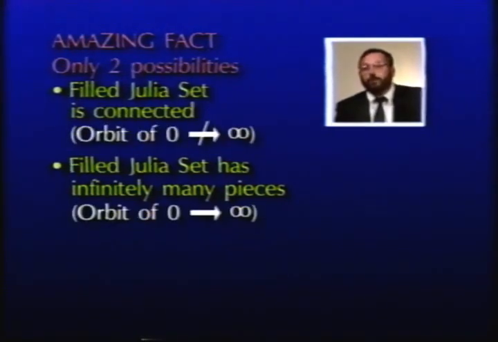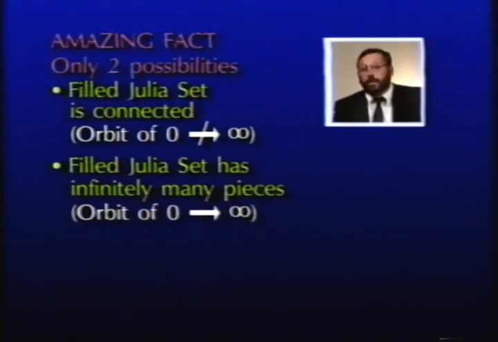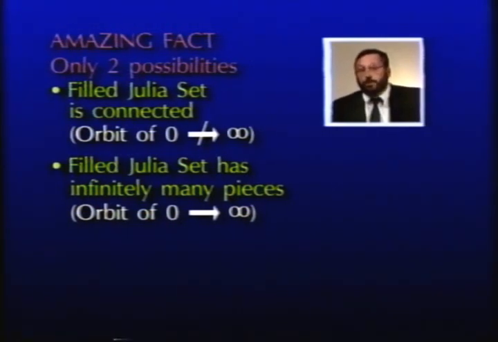Now, it's the orbit of 0 that determines which case we're in. If the orbit of 0 fails to escape to infinity, for example, is attracted to an attracting cycle, then the filled Julia set, the set of orbits that don't escape, must be connected, consisting of just one piece. On the other hand, if the orbit of 0 does escape to infinity, then the filled Julia set must consist of infinitely many pieces. In this latter case, we'll see that the infinitely many pieces are actually infinitely many scattered points, what we call a Cantor set, sort of a dust of points in the plane.